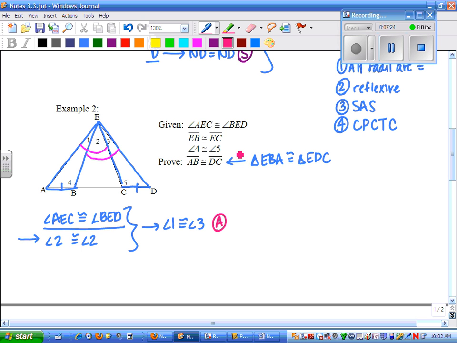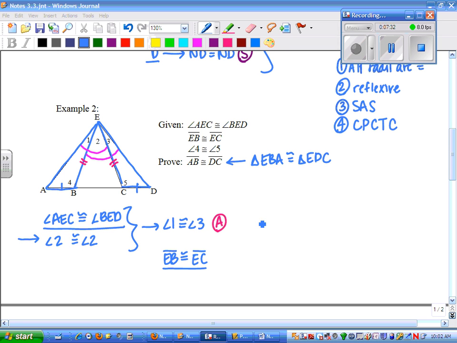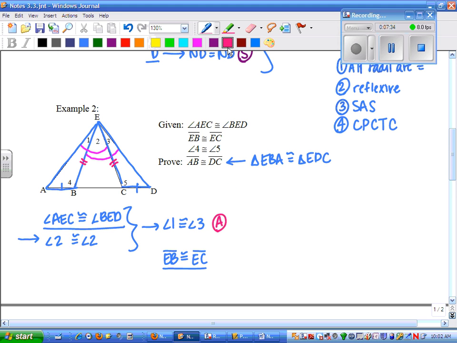Moving on, I have EB. So EB is this side, congruent to EC, that is the side of the triangle that I want. So go ahead and write that down. Okay, so this is my next side. And A, S, looking for another angle. I have it right here. Angle 4 and angle 5, which is this one here. So go ahead and say angle 4 is congruent to angle 5. That's given. And that's my angle.